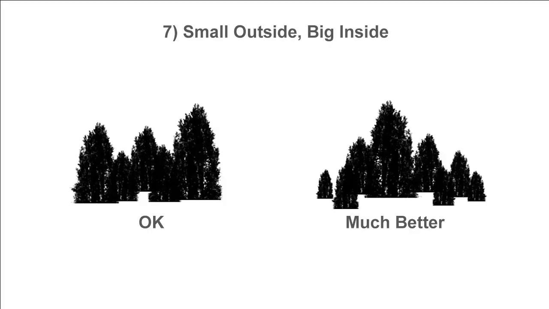Tip number 7 is small outside, big inside. Smaller details should generally be on the edge of the clump, and larger details should be more in the middle of the clump. While this looks okay here, the outside ones are larger, and in this one, the larger ones are in the middle, and the smaller ones are on the outside, creating this pyramid effect.